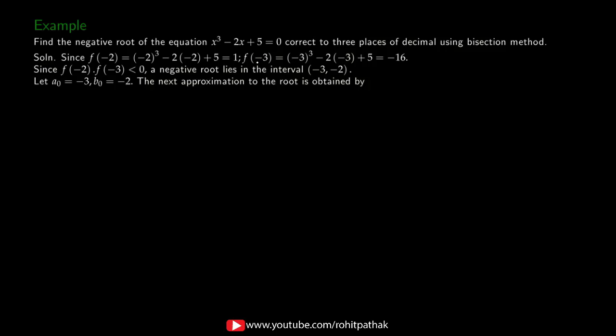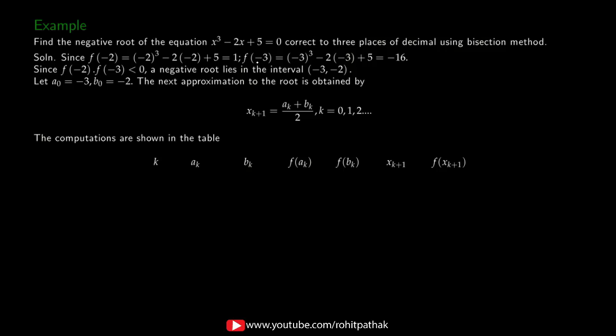So again taking a0 as minus 3 and b0 as minus 2, the next approximation is given by the bisection method as xk plus 1 equal to ak plus bk by 2. And all those calculations for the next approximations are in this table. So for k equal to 0, again you have a0 is minus 3, b0 is minus 2, f of a0 is minus 16, f of b0 is 1, and this xk plus 1, that means x1, is minus 3 minus 2 by 2. So this is minus 2.5 and so on.